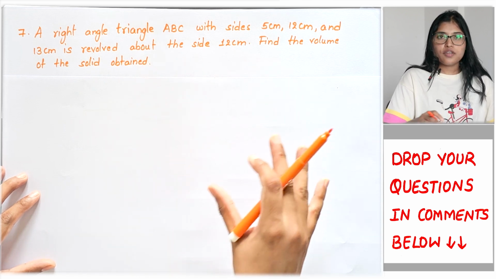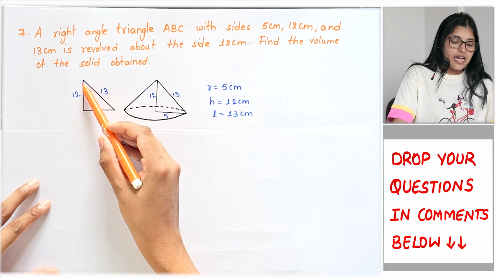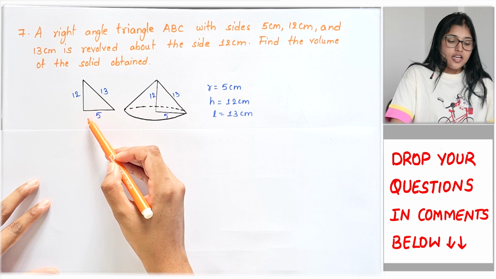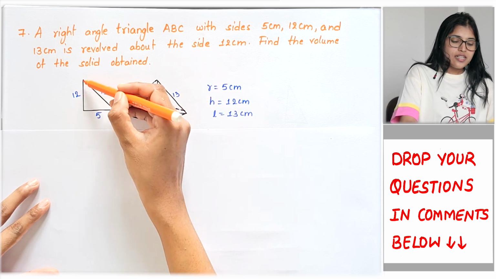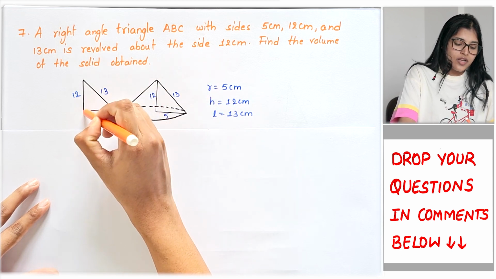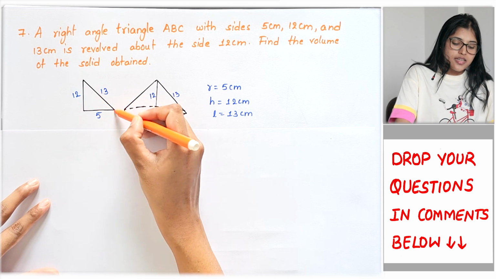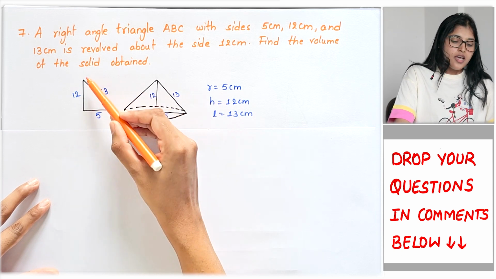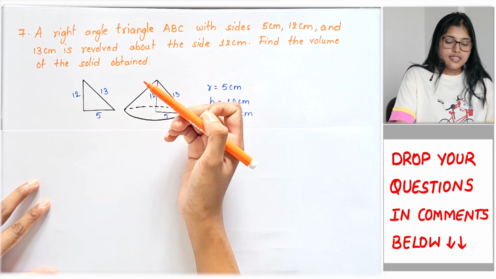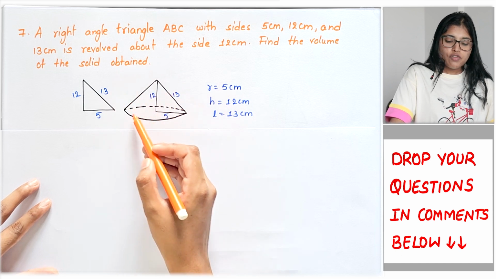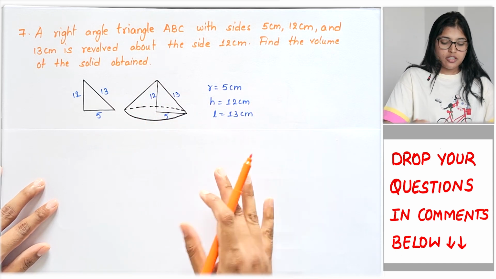Now take a look at the figure to understand this. We have said that a right angle triangle is revolved about the side 12 centimeters. So the height is taken as 12 centimeters and the radius is taken as 5 centimeters and the hypotenuse or the slant height is 13. Now upon revolution we obtain a cone with the given dimensions.